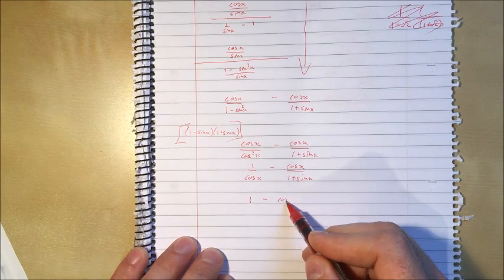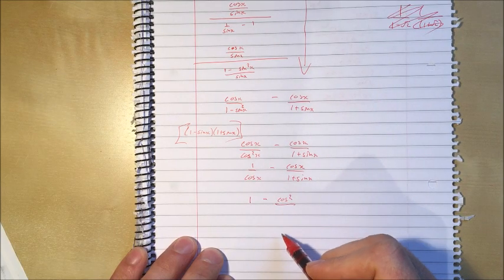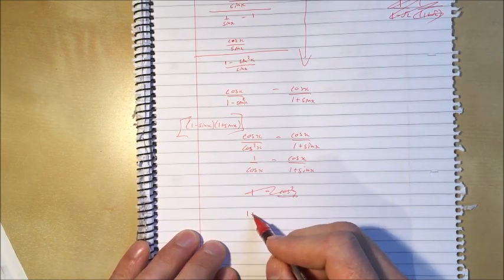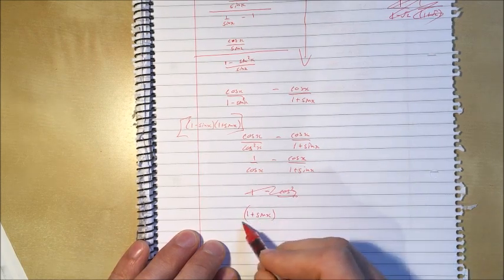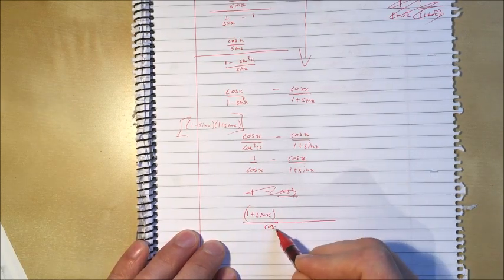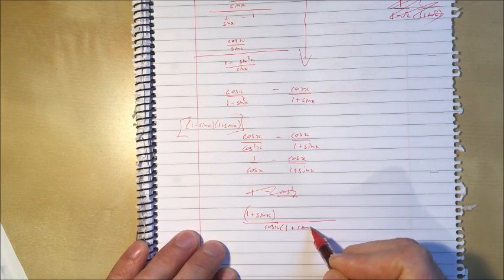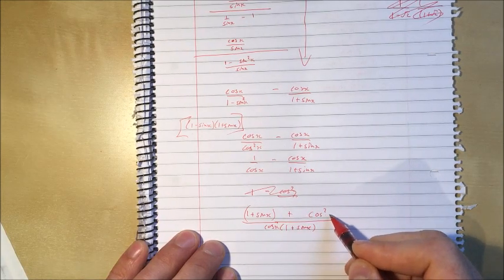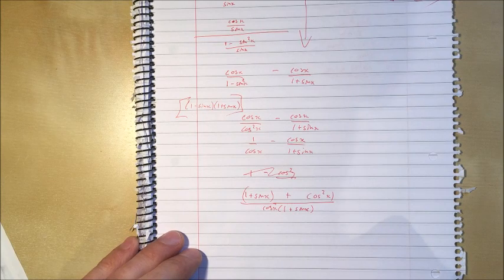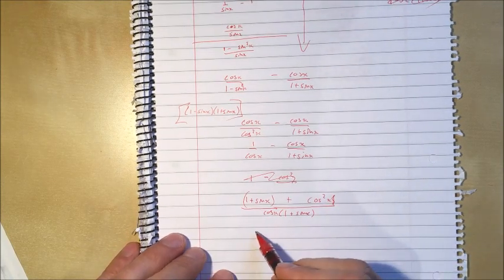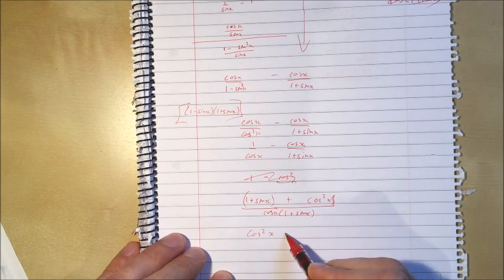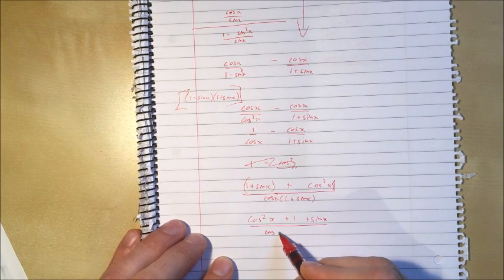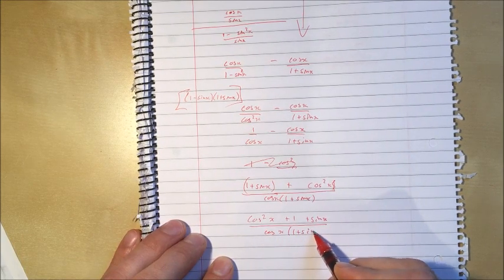1 minus cos squared over, hang on a sec, let's do that a bit more carefully, times this fraction by 1 plus sine on the top and bottom. 1 plus sine x over cos x brackets 1 plus sine x, times this fraction by cos on the top and the bottom plus cos squared x on the top and bottom there. And this is looking a bit of a mess to me. Let's see, cos squared x plus 1 plus sine x over cos x brackets 1 plus sine x.